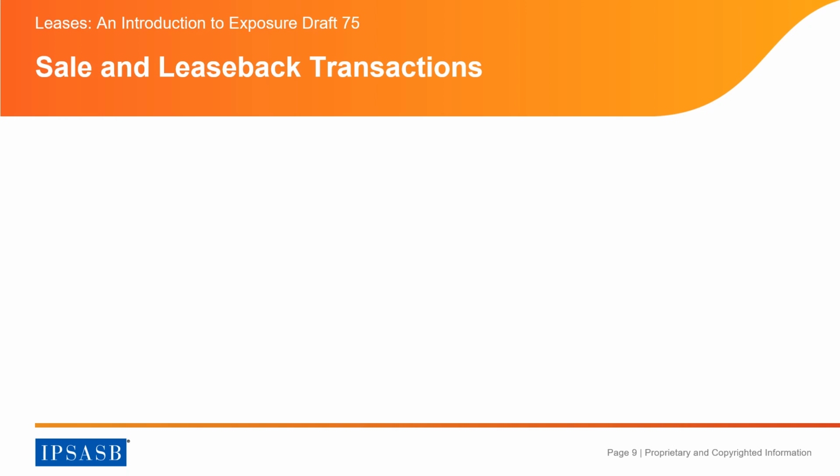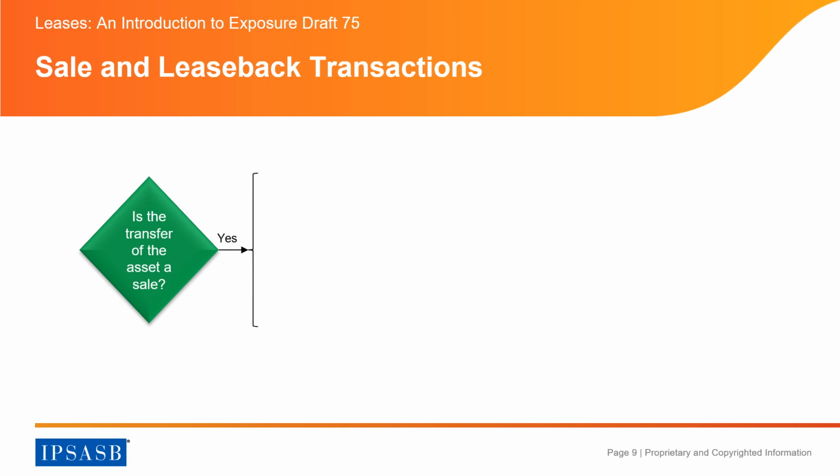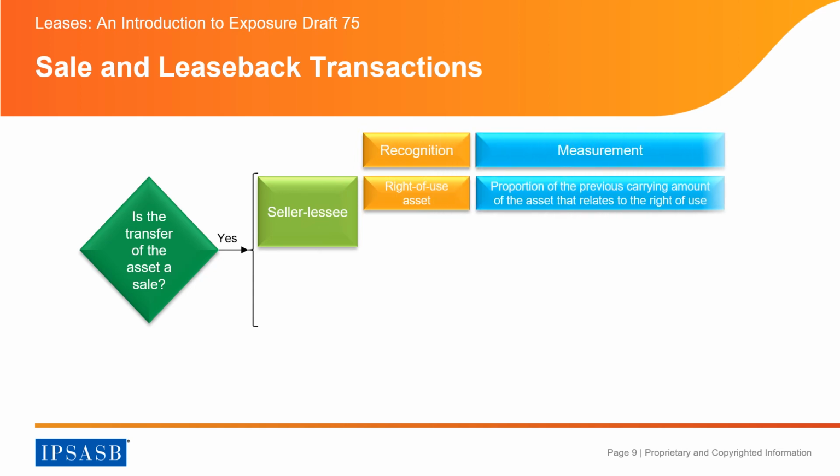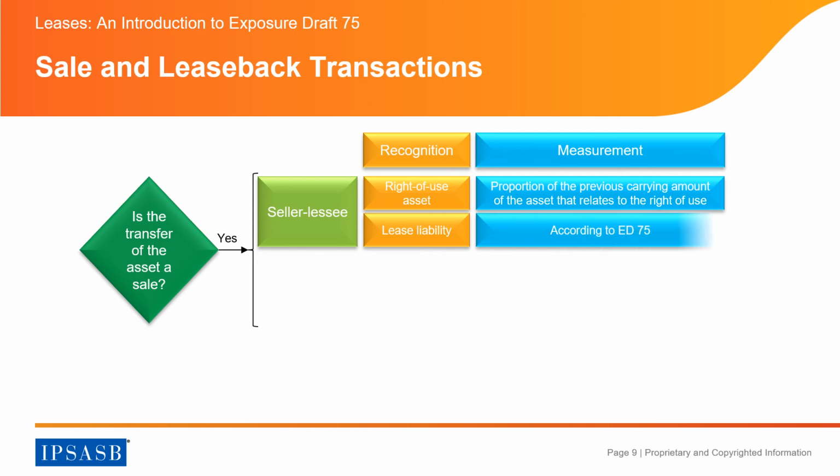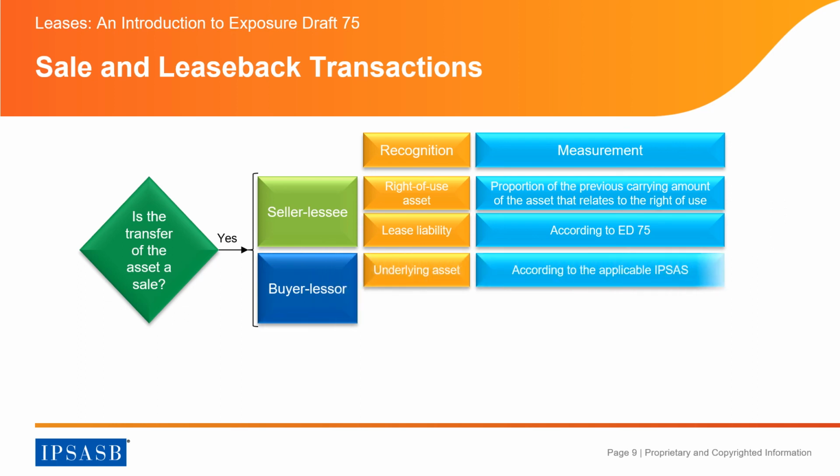Thanks, Eileen. Exposure Draft 75 proposes to distinguish the accounting for sale and leaseback transactions by asking whether the transfer of the asset is a sale or not. If the transfer of the asset is a sale, then the seller lessee recognizes a right-of-use asset measured at a proportion of the previous carrying amount of the asset that relates to the right of use, and recognizes a lease liability measured according to the requirements proposed in Exposure Draft 75. On the other hand, the buyer lessor recognizes the underlying asset and measures it according to the applicable IPSAS and recognizes the lease according to Exposure Draft 75.